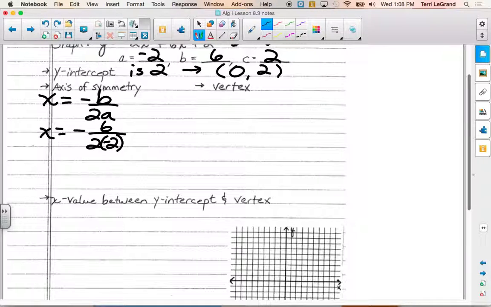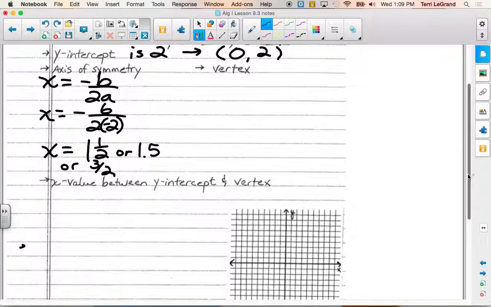Two times negative 2, negative 4. 6 over negative 4, negative 1.5. Right, negative. And the opposite of negative 1.5? Positive 1.5. So this is x equals 1.5. And since it's a nice decimal, we could also treat it as 1.5, right? Your call, whichever one you want. If you're going to keep it as a fraction, it might even be better to work with it as 3/2. I typically leave them as fractions.